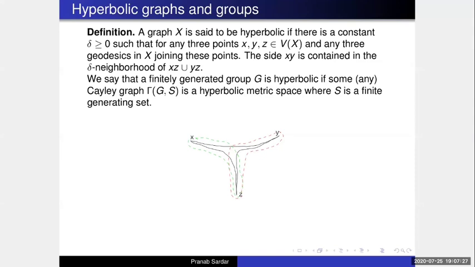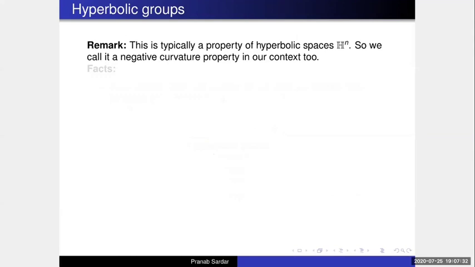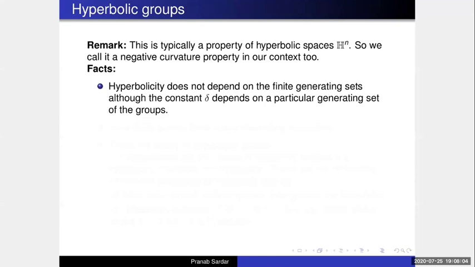Okay. And another place where this kind of phenomenon happens is typically hyperbolic space, H^n. There also all the triangles, so this property that there is a delta, we refer to this as saying that triangles are delta slim. So this delta slimness also happens in hyperbolic spaces. That is why, as the title said, hyperbolic groups are groups with a negative curvature property. So that is the reason behind calling this hyperbolicity a negative curvature property. So triangles are slim.